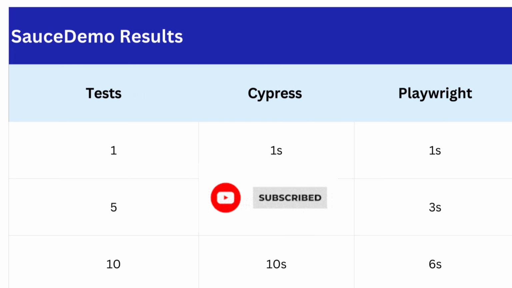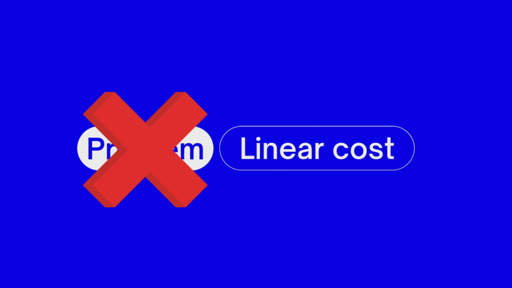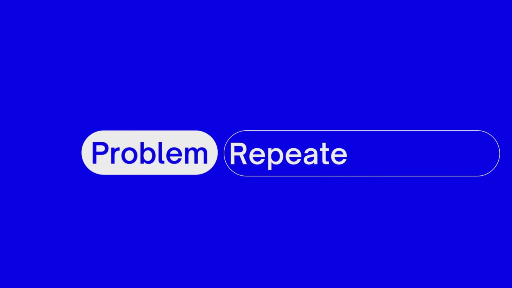Now compare it with Playwright. One test still took about 1 second, 5 tests took around 3 seconds, but 10 tests finished in about 6 seconds. The test logic did not change, only how often the setup was repeated. Linear cost isn't the problem, repeated UI setup is.